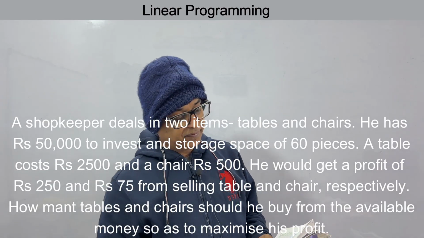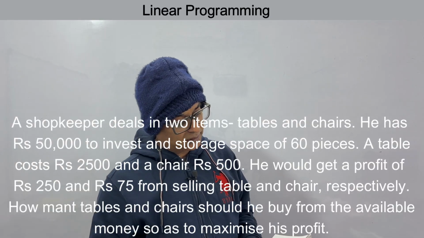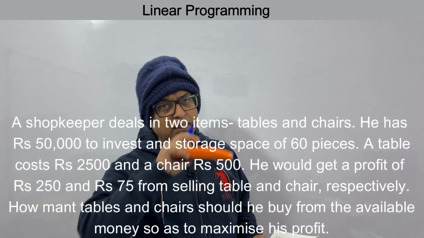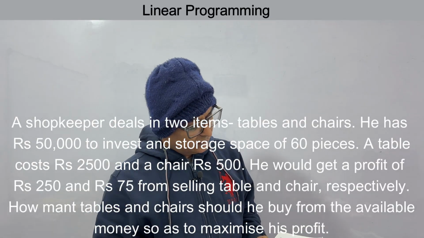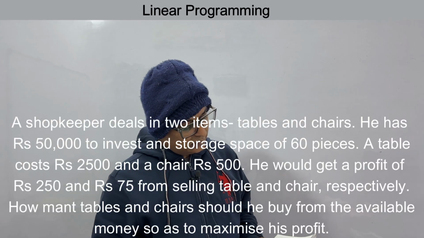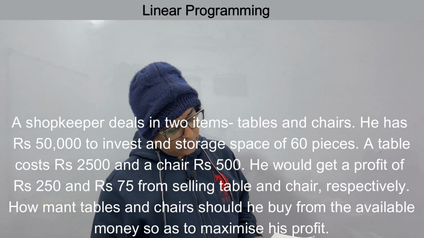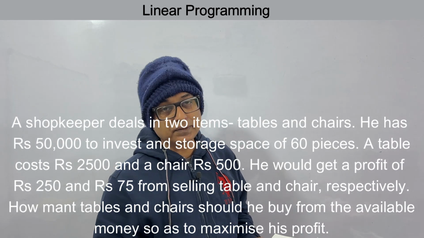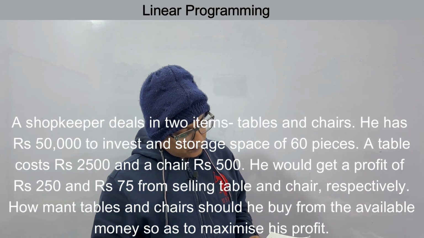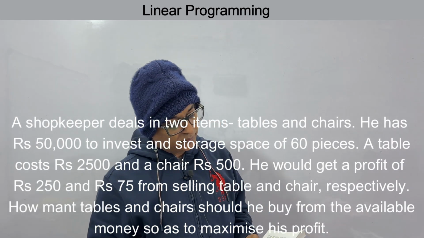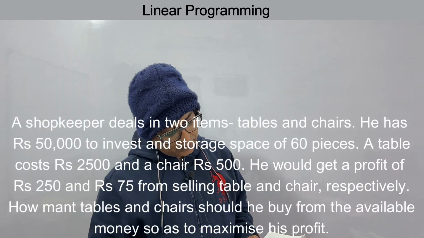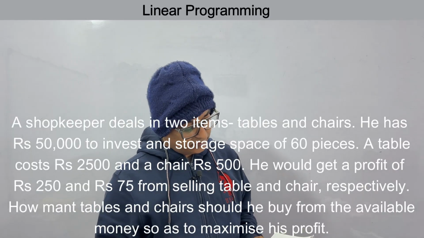He has rupees 50,000 to invest and has a storage space of at most 60 pieces. That is chairs plus tables, maximum 60 pieces can be stored. Now, a table costs rupees 2500 and a chair rupees 500. He estimates that from the sale of one table, he can make a profit of rupees 250 and that from the sale of one chair, a profit of rupees 75.